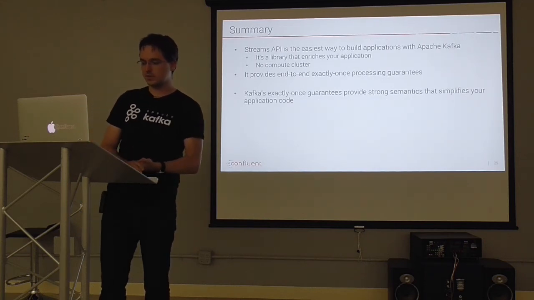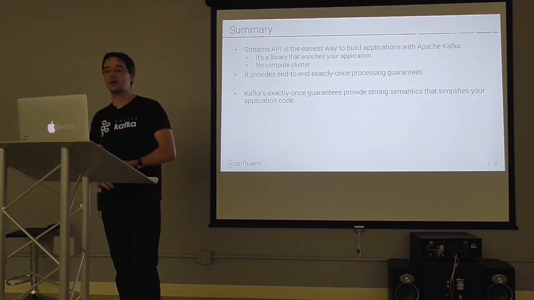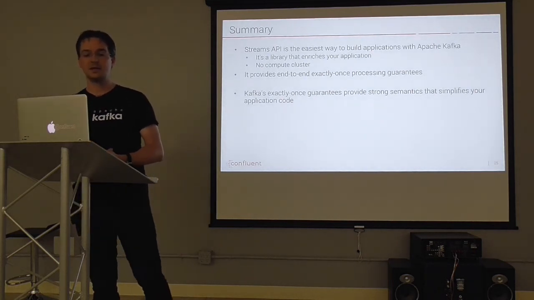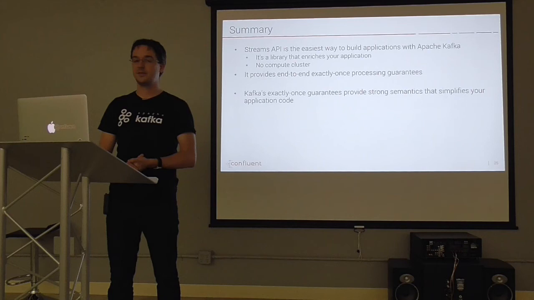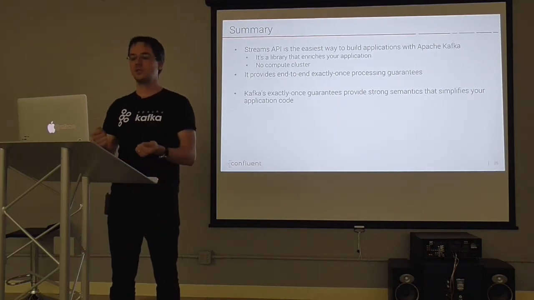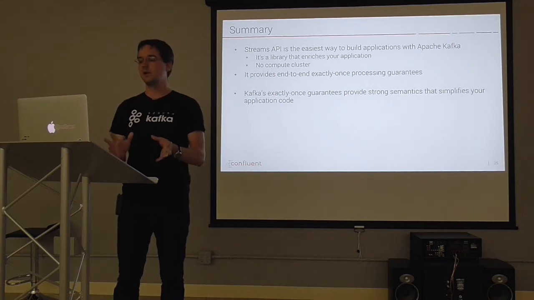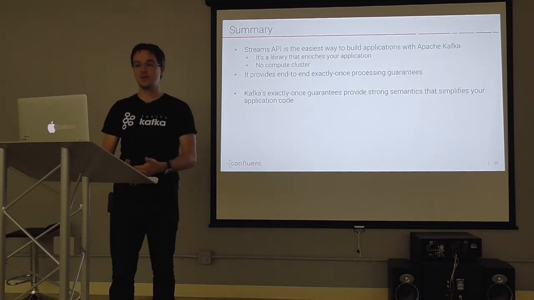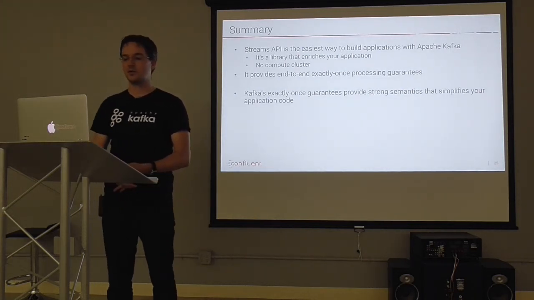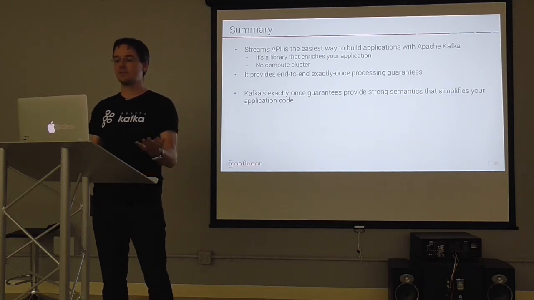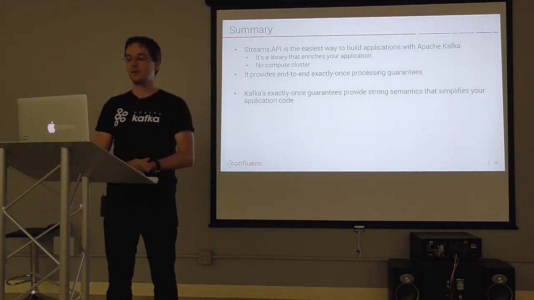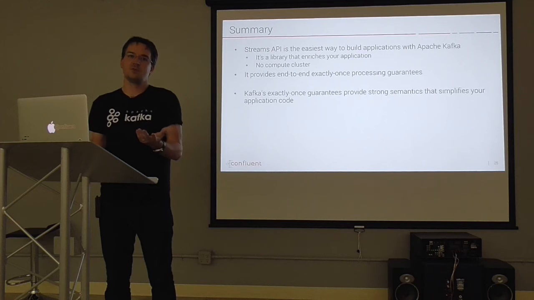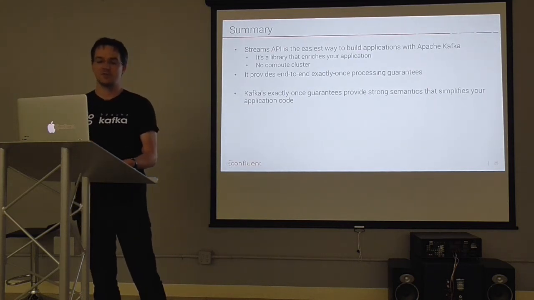So to summarize this, Streams API is the easiest way to build applications with Apache Kafka in general. The main takeaway message here is that it's a library that is enriching your application, so you don't need a computation cluster. So it's a completely different model than all the other stream processing systems out there. We provide end-to-end exactly once guarantees on top of the Kafka cluster, and this strong semantics simplifies the application development because you don't have to write all this deduplication code that really is kind of boilerplate actually, because you want to express your application logic and not take care of those details.